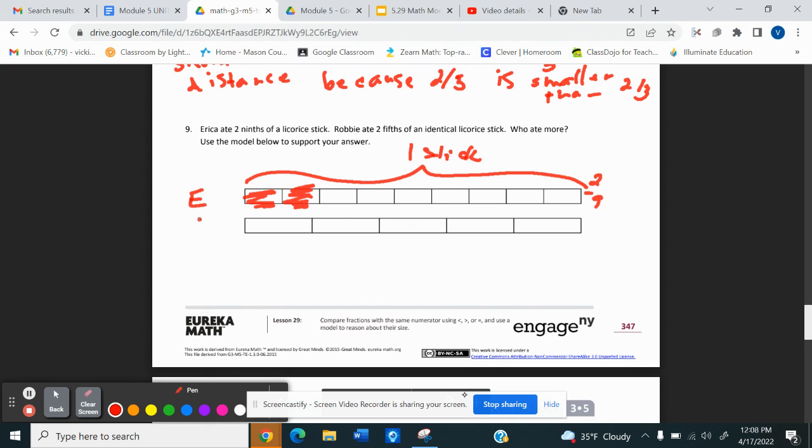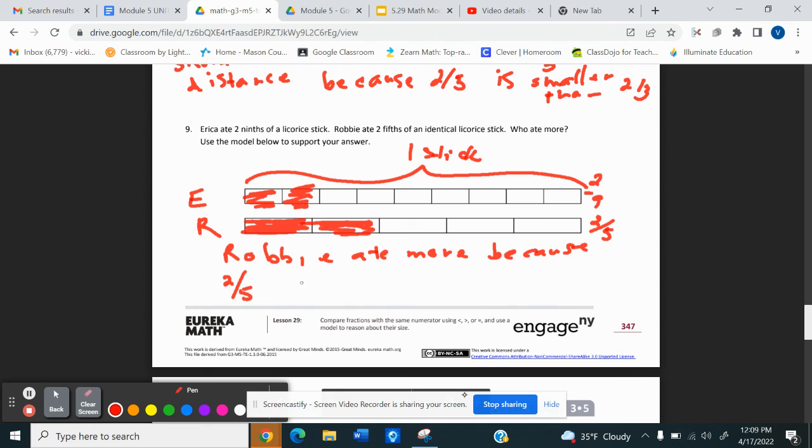And then this is Robbie. He ate 2/5. Now remember, the stick is the same size, so we can compare them. And it's clearly Robbie ate more because 2/5 is larger than 2/9. Robbie ate more because 2 units of fifths, or 2/5, 2 units, either way you want to say it, is more than 2 units of ninths or 2/9.